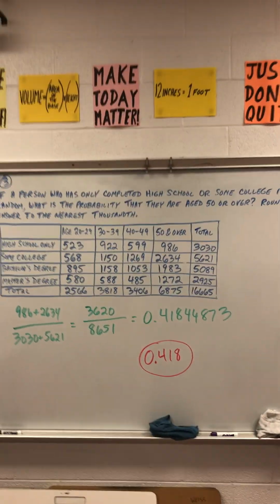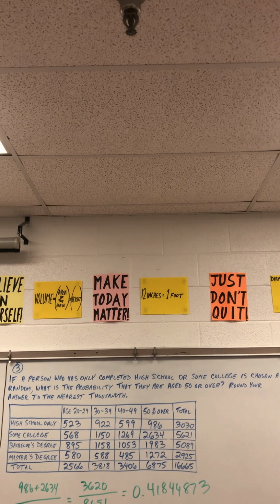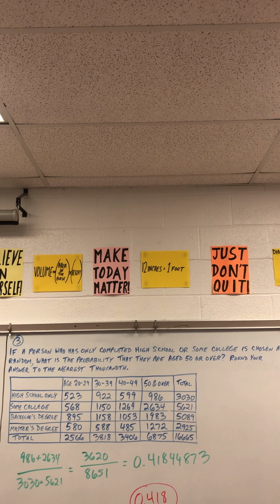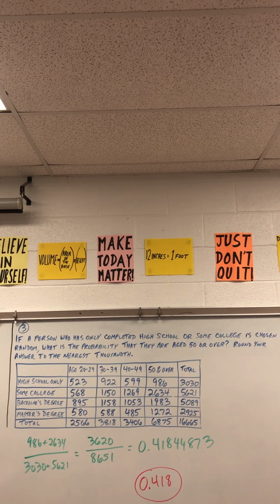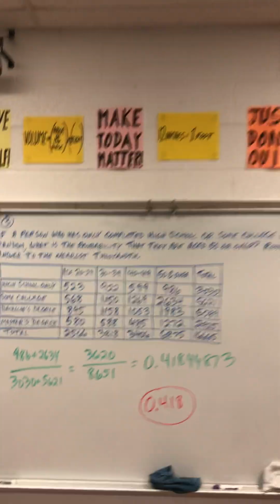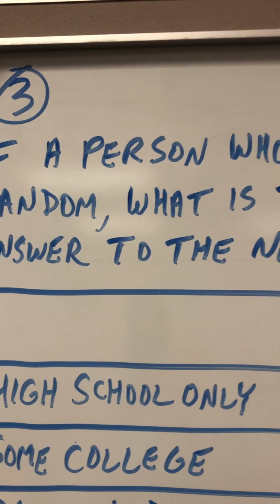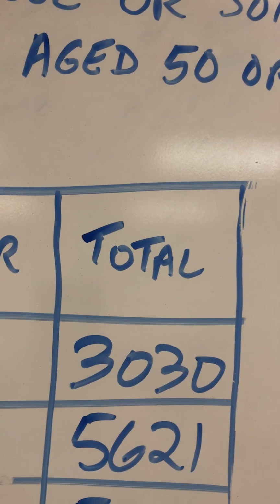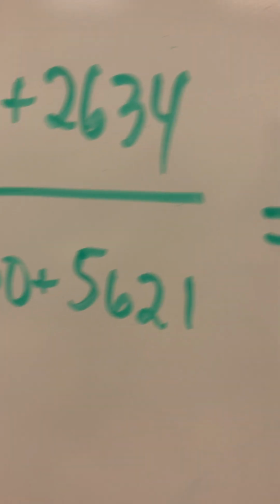Over here, if a person who has only completed high school or some college is chosen at random, what is the probability that they are 50 or over, okay? So they've completed high school or some college. So we're only going to take high school or some college. The total number is going to be 3030 plus 5621. That's your total. That goes on the bottom.